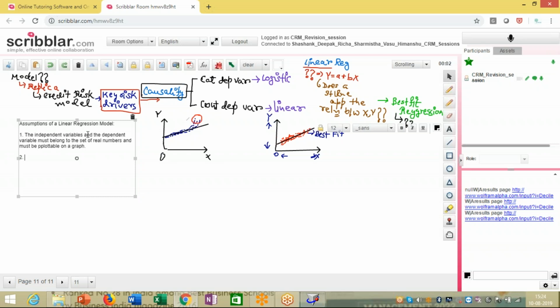The second assumption that comes out over here, it's a basic assumption, is that the independent variable, sorry, the dependent variable has to be continuous in nature, while the independent variables can be a mix of continuous and categorical values.